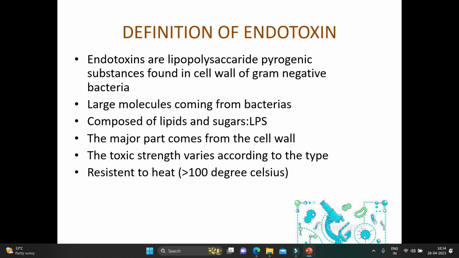It is a large molecule coming from bacteria, composed of lipids and sugars, and the toxin strength varies according to the different types. According to their types, the toxic strength will vary, and they are resistant to heat above 100 degrees Celsius.